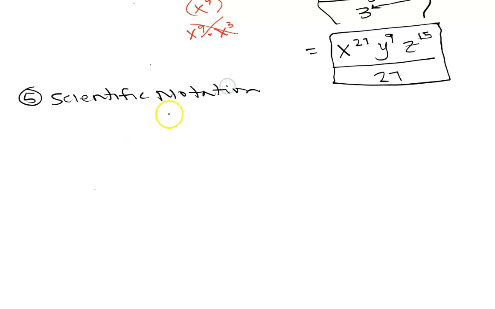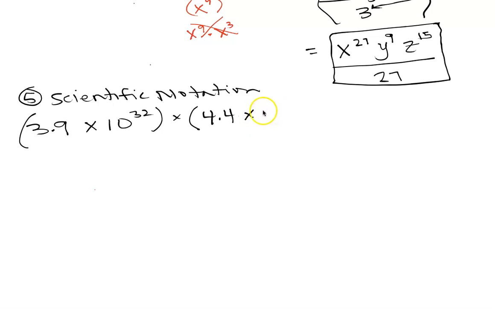And really, the reason why we do this is because science classes have said they want students coming in knowing how to write things in scientific notation. And so, let's look at this one. If I have 3.9 times 10 to the 32 power, and I'm multiplying that by 4.4 times 10 to the negative 40th power.